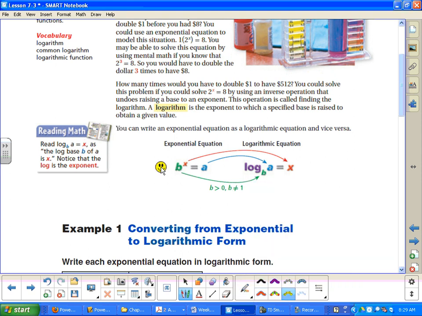This is going to be your friend for a little while. This is the general form for taking an exponential equation and writing it as a logarithmic equation. We would say b to the power of x equals a. When we read the logarithmic part, we say the log base b of a is equal to x.